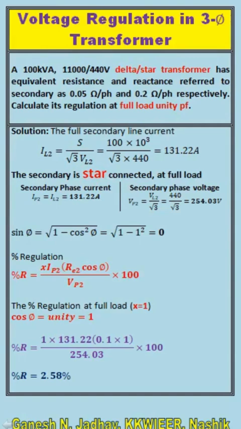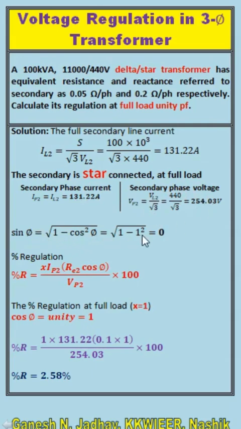Let's determine the voltage regulation in a three-phase transformer. Here the transformer is delta-star connected. The loading condition is given as full load, unity power factor. So first calculate the full load line current of the secondary. So IL2 is equal to S upon root 3 VL2. It's 131.22. As the secondary is star connected, the phase current is equal to line current. So it is 131.22, and the secondary phase voltage is equal to line voltage upon root 3. It comes to 254.03.